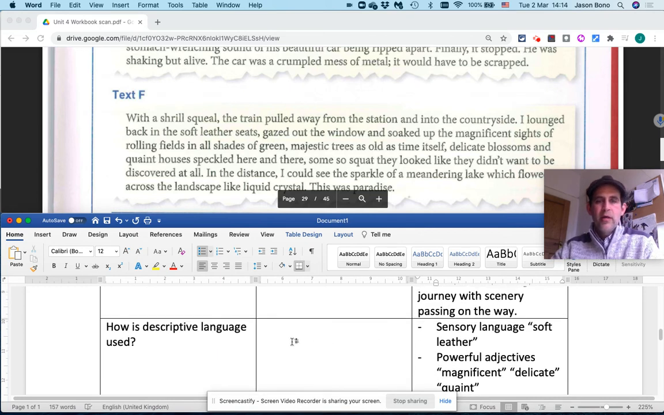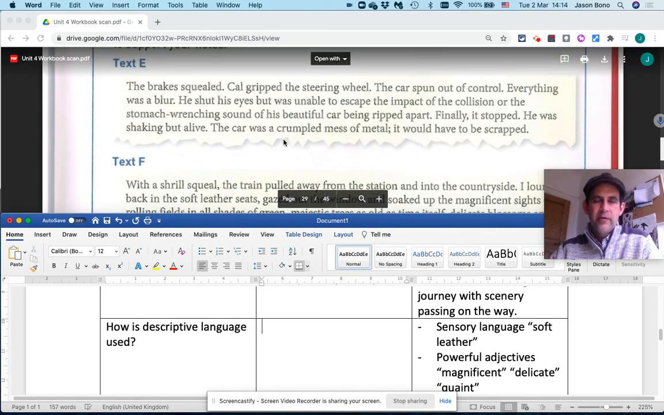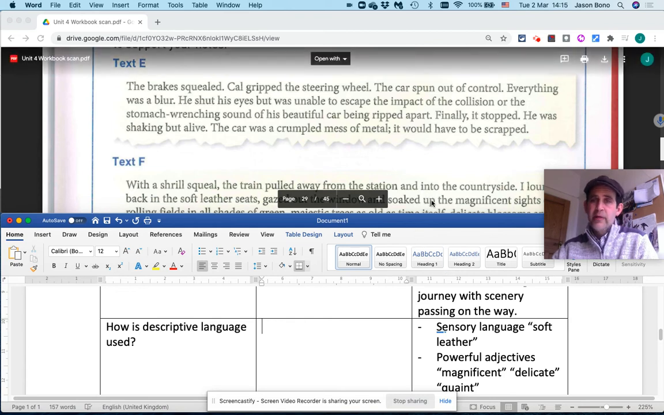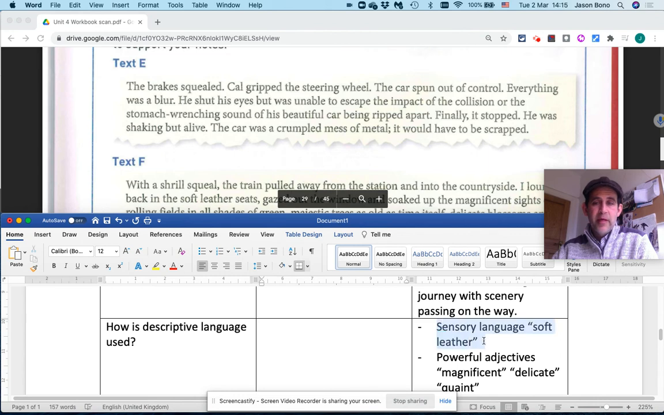Okay, now compare that to the descriptive language in the first passage. It's very different. Text E. And I'd like you to ask yourself, how would you state the difference? Okay, what would you say is different? You could look at the examples, the observations we've made about the descriptive language in text F, and ask yourself, do you find the same thing?